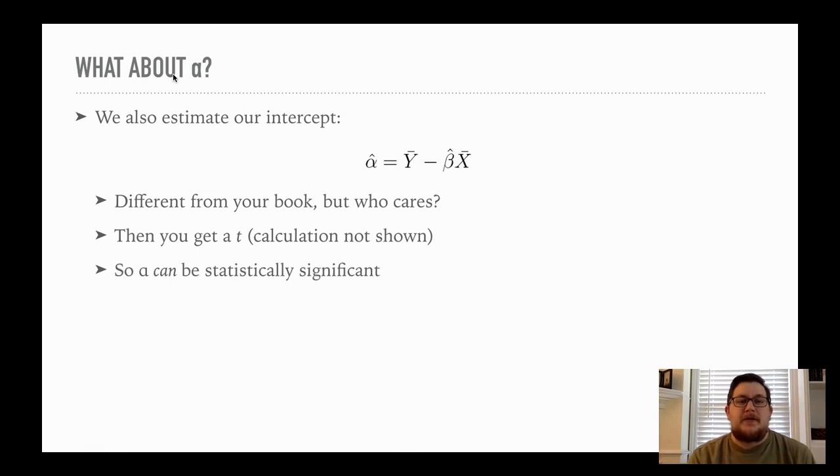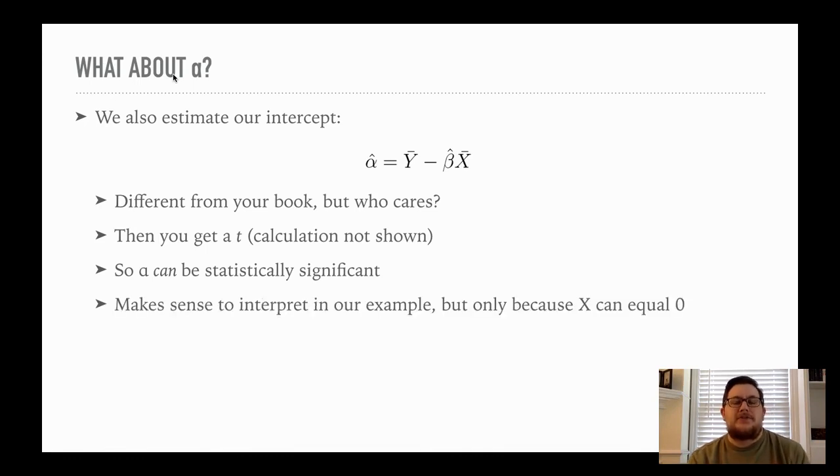Okay, so alpha can be statistically significant. You can have a statistically significant estimate of alpha, meaning that, in the population, if you assume that alpha is equal to 0, it can be statistically significantly different from that. That's allowed. It's okay. This makes sense to interpret in our example because x can, in fact, equal 0. A 0 on the Women's Equality Index or Women's Civil Liberties Index, right? North Korea had a 0, so it's possible you can have a 0. Okay, but a lot of times you can't have that.